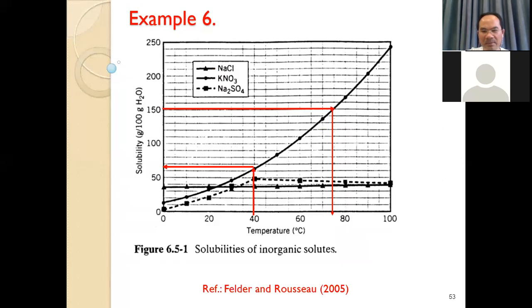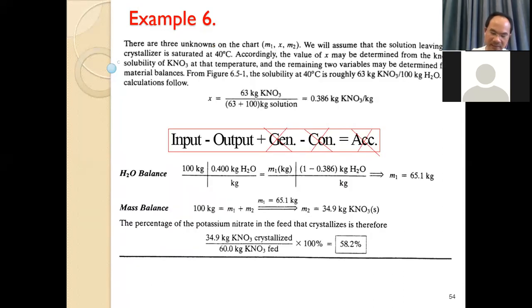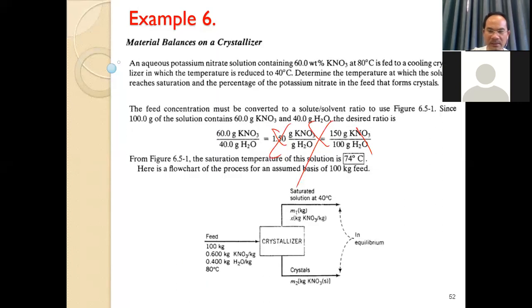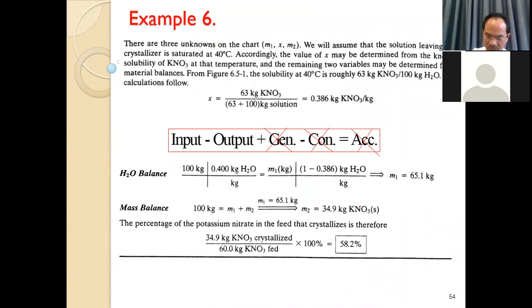Water balance: for this case, we balance based on steady state, flow in, flow out continuously. No reaction, no generation, no consumption, no accumulation, so input equals output. How about the water input? Water input is 0.4 multiplied by 100. We have two outputs; the output is 1 minus X multiplied by M1. That's water, because X is potassium nitrate, and there is no water in the crystal. We have only one input and one output. Like this, you can solve for M1.